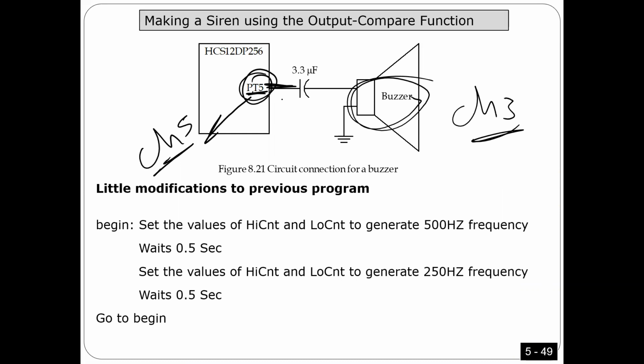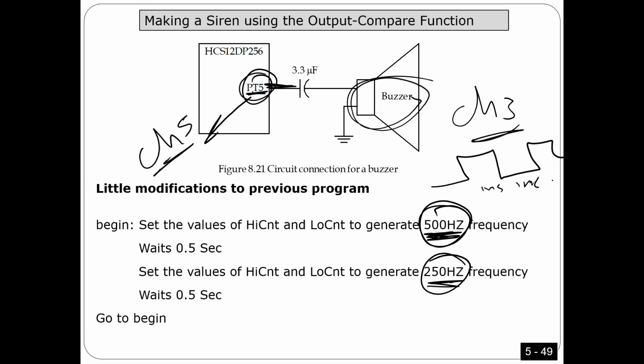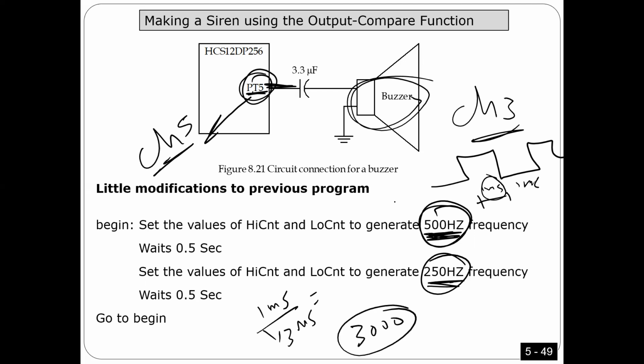You remember in this program we generated a 500 hertz and 250 hertz signal, right? So in order to generate 500, all I have to do, guys, is convert, as I said. For example, if it is 500, this one was 1 millisecond and this one was 1 millisecond, right? So you have to know in 1 millisecond how many counts you need. If I divide 1 millisecond by 1 over 3 microsecond, as I explained before, you actually need 3000.